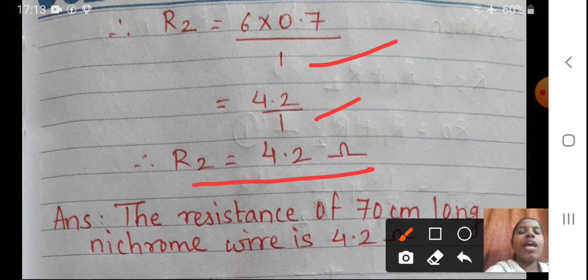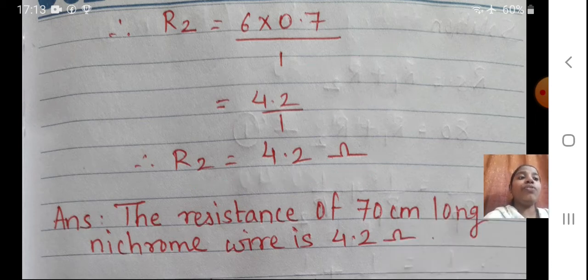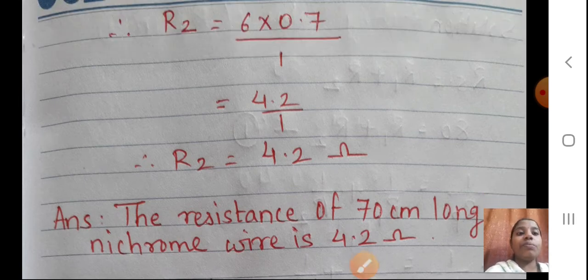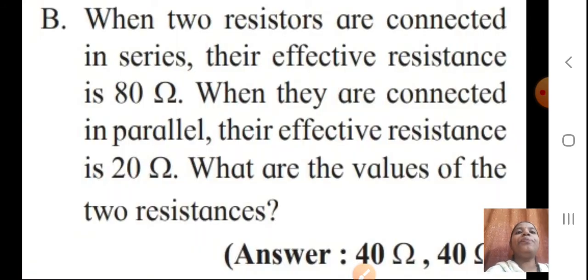I hope you have understood this very simple sum. When you solve it yourself, you will understand it better. Don't forget to write the final answer: the resistance of the 70 centimeter long nichrome wire is 4.2 ohm. I hope you understood this sum. We'll proceed to the second one.